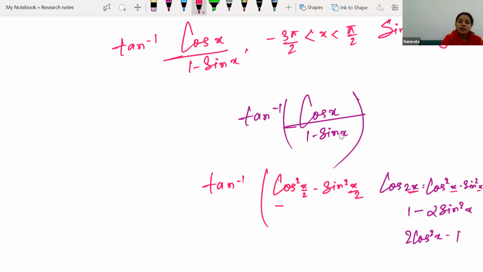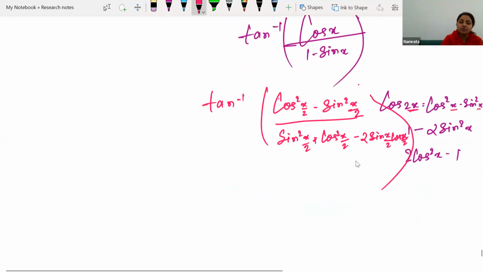Now the denominator, 1 minus sin x. I am going to write it as sin square x by 2 plus cos square x by 2, using the very first identity, sin square theta plus cos square theta is 1. So 1 I am going to write like this. Minus sin x can be written as 2 sin x by 2 cos x by 2. Here also I have applied the formula of sin 2 theta, 2 sin theta cos theta. This is the whole thing we have over here.